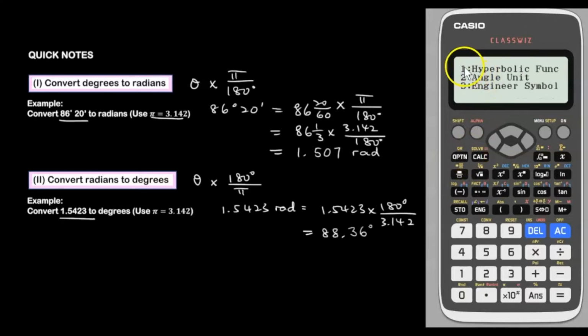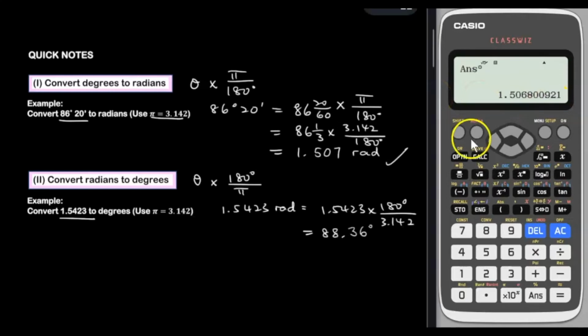You see here we have 1, 2, and 3. I want it to be angle unit, so press 2. Then after that, because the question is in degree, I'm going to press 1. Then I'm going to press equals. So you will get your answer in radian, which is 1.5068. When we round up, it becomes 1.507 radians. And then we get the answer correct, which is here. So we already double check our answer is correct.